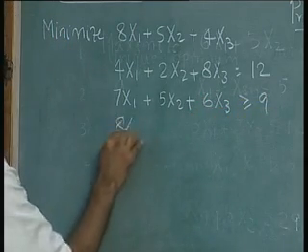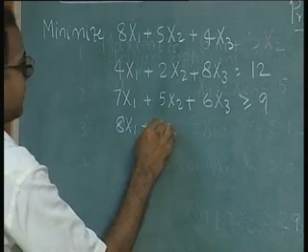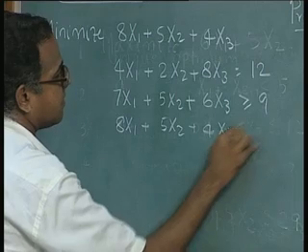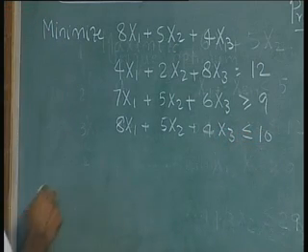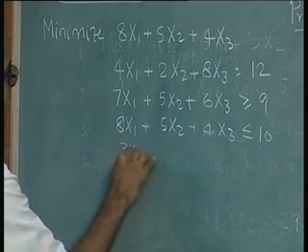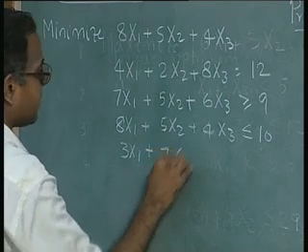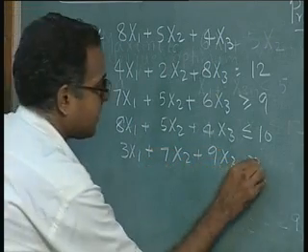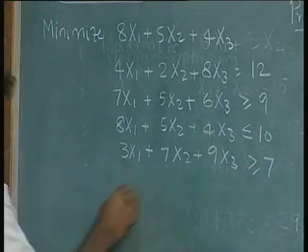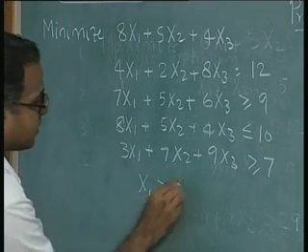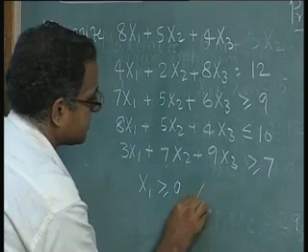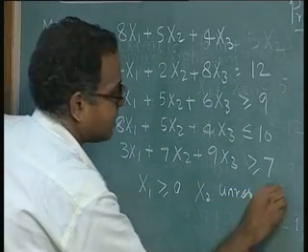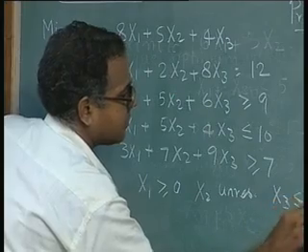8x1 plus 5x2 plus 4x3 less than or equal to 10, 3x1 plus 7x2 plus 9x3 greater than or equal to 7, x1 greater than or equal to 0, x2 unrestricted and x3 less than or equal to 0.